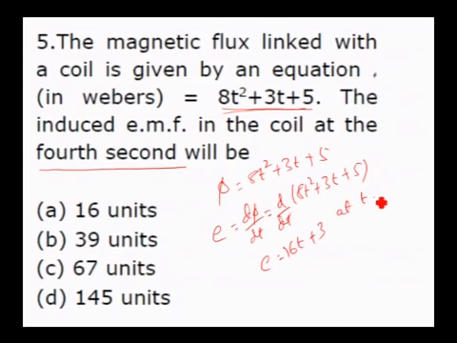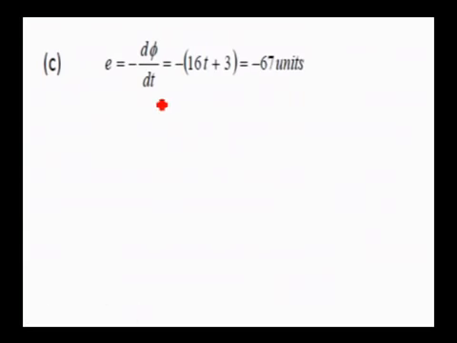At T is equal to 4 seconds, you have to substitute T as 4, 16 into 4 plus 3. It is 64 plus 3, and EMF is equal to 67 units. This is option C, differentiating and substituting time as 4 seconds.